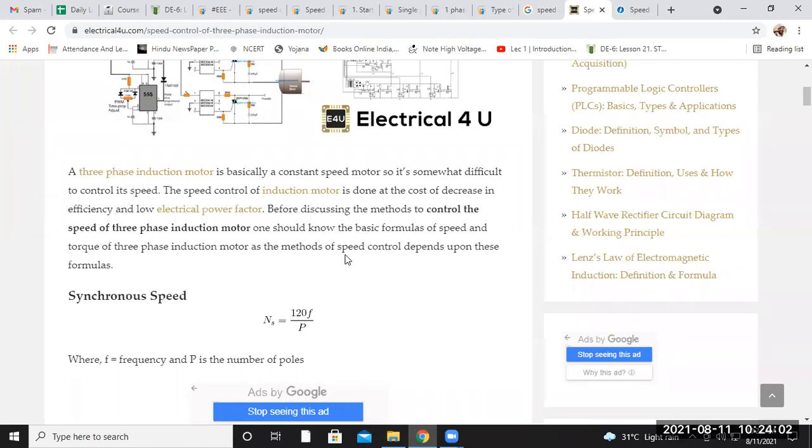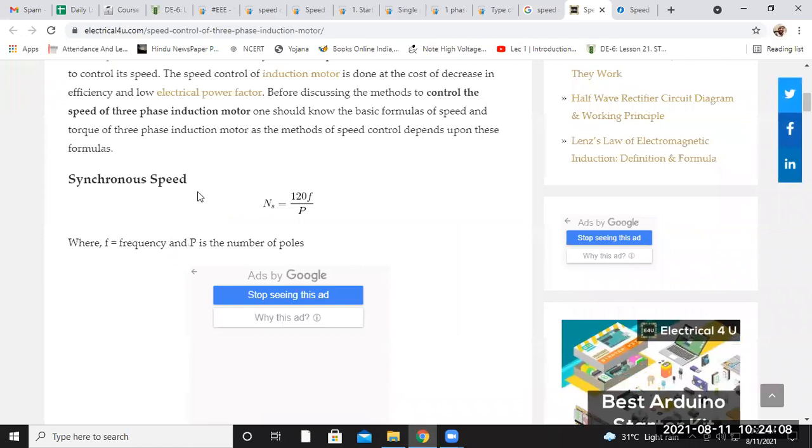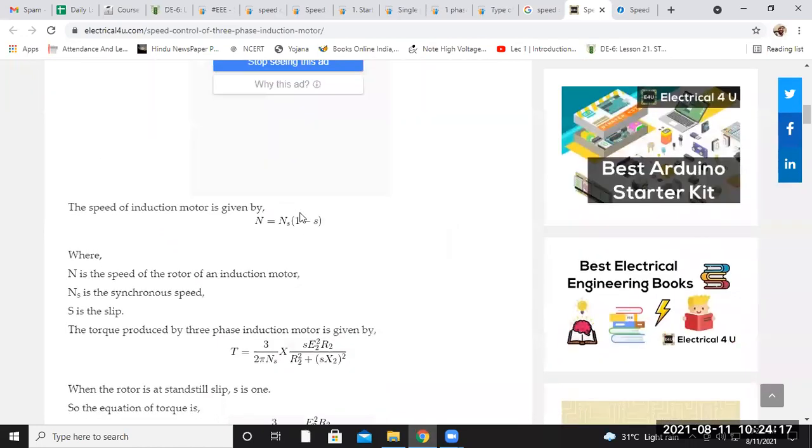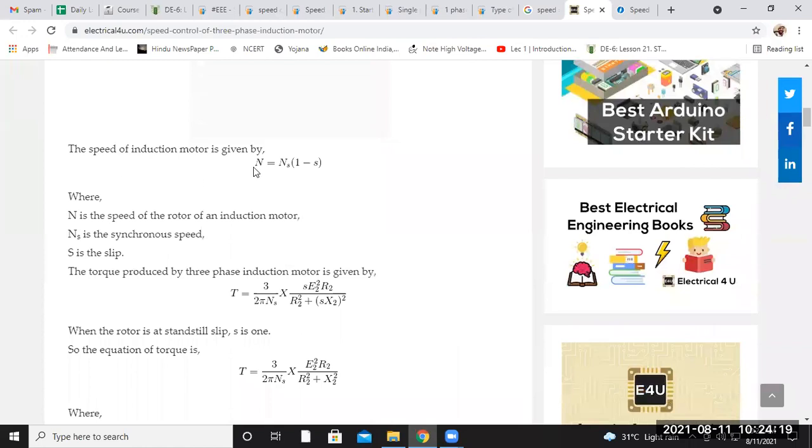So for that, we control the speed of the induction motor. First, the synchronous speed formula is known to everyone: ns equal to 120 f upon p. F is the supply frequency, that is 50 hertz. P is the number of poles. Now, as we have discussed, the induction machine speed, that is nr, the rotor speed, is given as ns into (1 minus s). S is the slip.